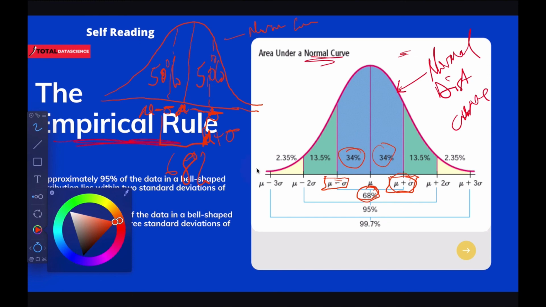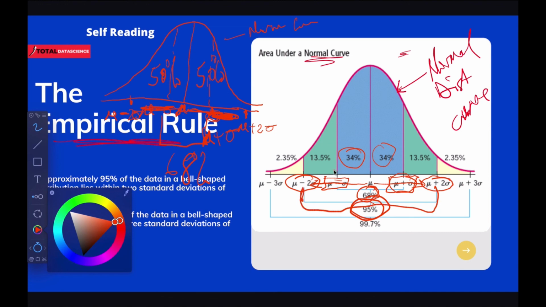In the same way, if you move two standard deviations away from the mean, so the mean plus two standard deviations, and at the other side minus two standard deviations, that's what you can see over here. In that case, you capture 95% of your data set.